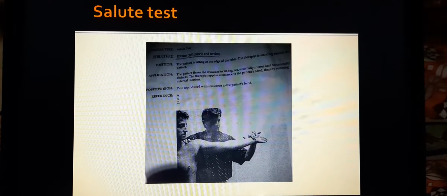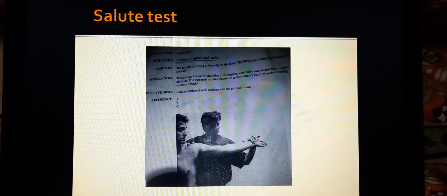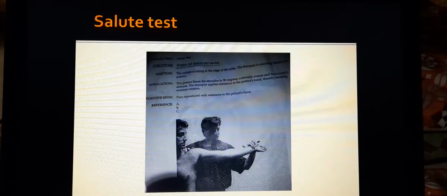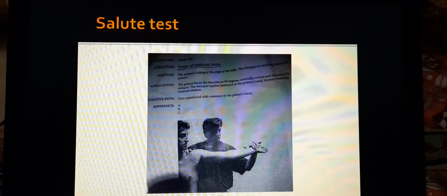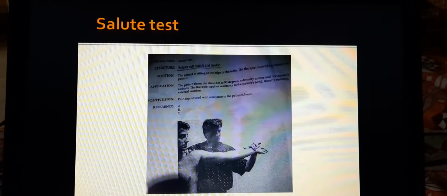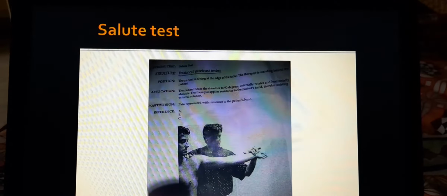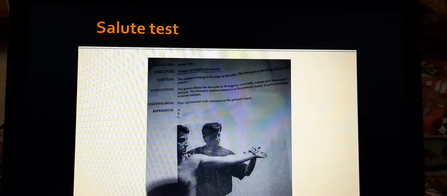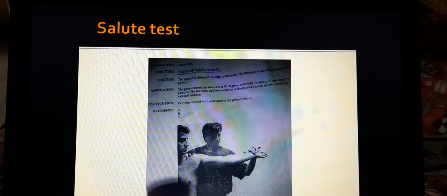Salute test. It checks the rotator cuff muscle and tendon. Position: the patient is sitting at the edge of the table, with the therapist standing behind the patient. Application: the patient flexes the shoulder to 90 degrees, externally rotates and horizontally abducts, just like the picture, and the therapist applies resistance to the patient's hand, thereby resisting the external rotation. Positive sign: the pain is reduced with the resistance to the patient's hand.